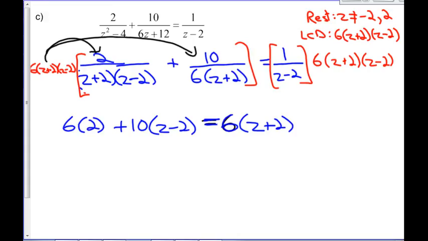Now this is a really straightforward equation. We have 12 plus 10z minus 20 equals 6z plus 12. We'll just rearrange everything.